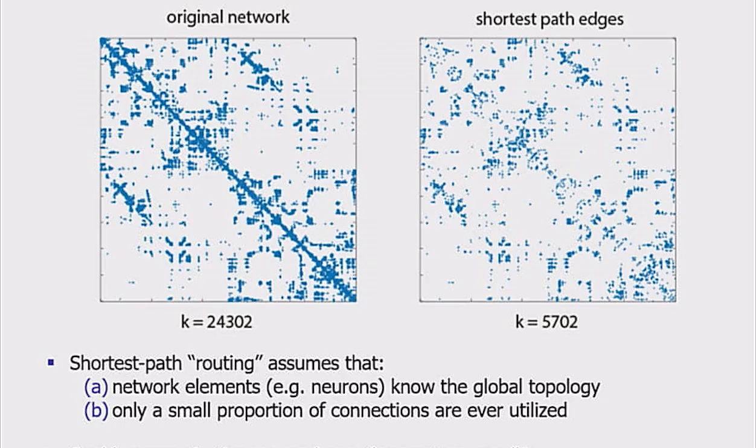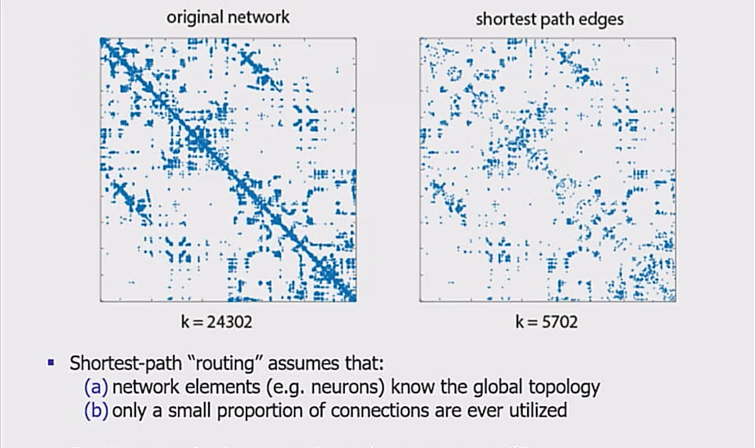The other assumption is that if you use shortest path routing, you're going to end up using only a small proportion of the connections. And that's what I'm showing at the top here. On the left-hand side, you can see an original adjacency matrix from diffusion-weighted MRI. On the right-hand side, you see only the connections in that network that participate in at least one shortest path. And what you can see as you go from the original network to the shortest path skeleton, you go from about 24,000 connections to about 6,000 connections.